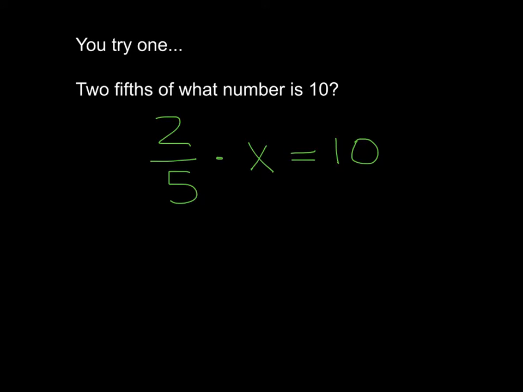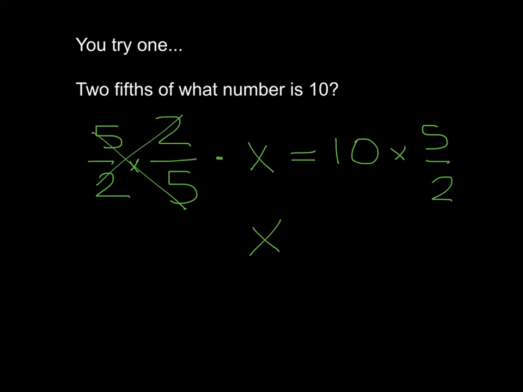I want to solve for x. X is being multiplied by 2/5. So typically I would do the opposite operation, which is divide. But since it's a fraction, I'm going to multiply by the reciprocal. So I will multiply both sides by 5/2. When I multiply the left-hand side, everything cancels, leaving just the x.